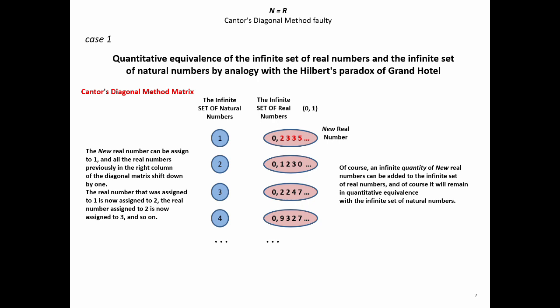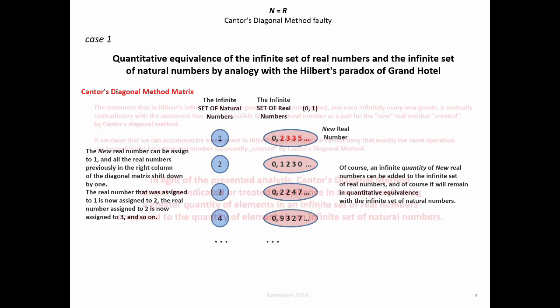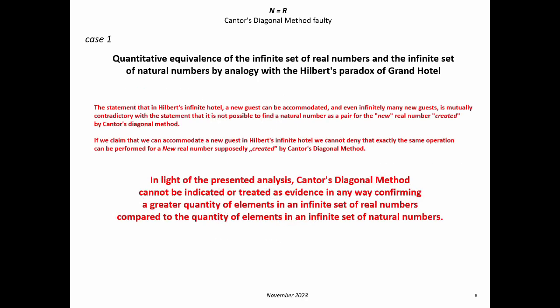Of course, an infinite quantity of new real numbers can be added to the infinite set of real numbers, and of course it will remain in quantitative equivalence with the infinite set of natural numbers. The statement that in Hilbert's infinite hotel a new guest can be accommodated, and even infinitely many new guests, is mutually contradictory with the statement that it is not possible to find a natural number as a pair for the new real number created by Cantor's diagonal method. If we claim that we can accommodate a new guest in Hilbert's infinite hotel, we cannot deny that exactly the same operation can be performed for a new real number, supposedly created by Cantor's diagonal method.